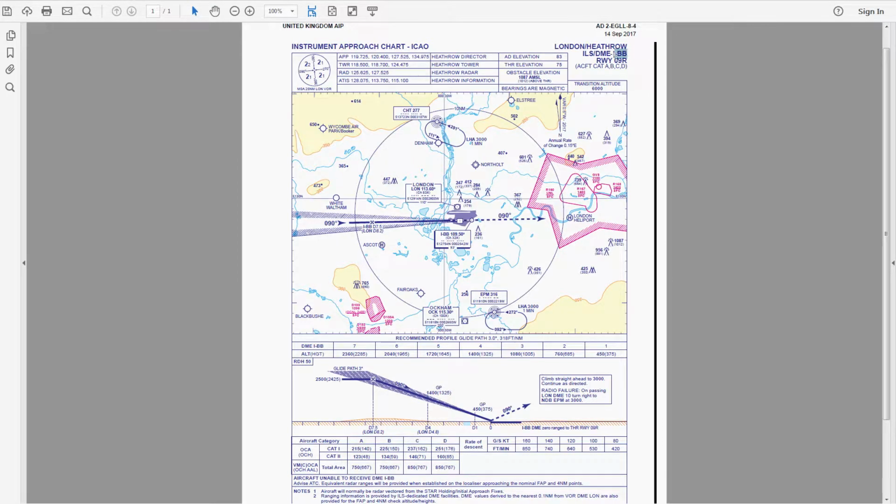That is the localizer that you'd be tuning in. Aircraft categories A through D. What does that mean? That's just the speed that an aircraft goes at. I can't remember these off the top of my head, but I believe less than 90 knots is category A, 90 to 120 knots category B, 120 to 140 knots category C, 140 to 165 knots category D, and 165 and above is category E.